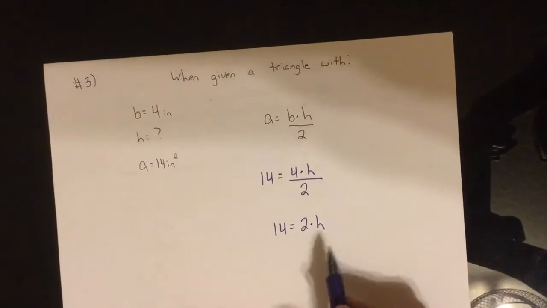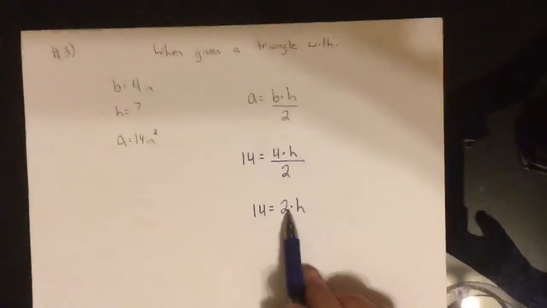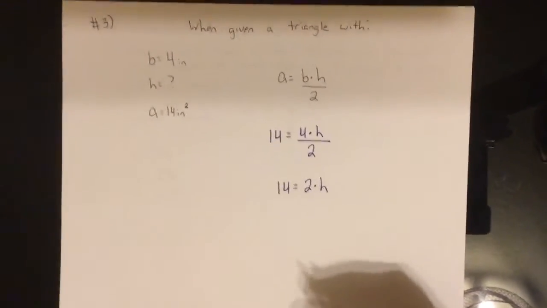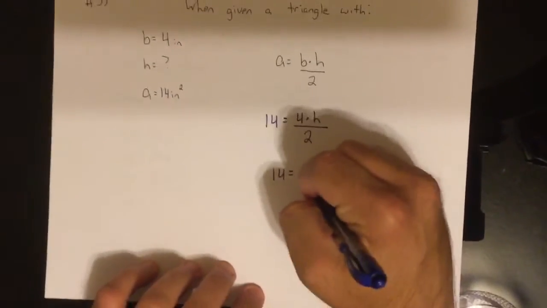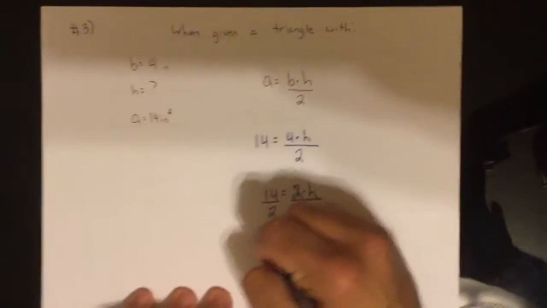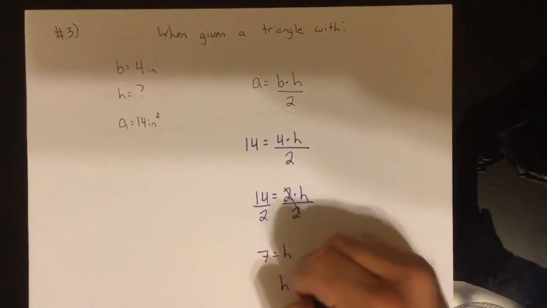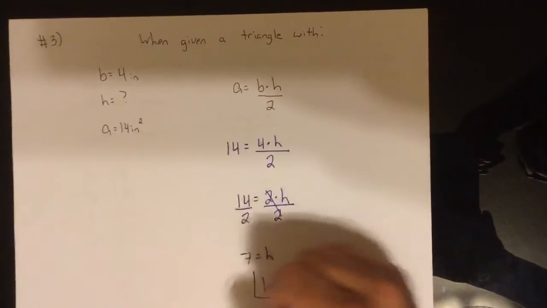Okay. Well, notice we're solving for h. But it's being multiplied by 2. What's the inverse of multiplying by 2? Well, divide by 2. 14 divided by 2 is 7. So your height is 7 inches.